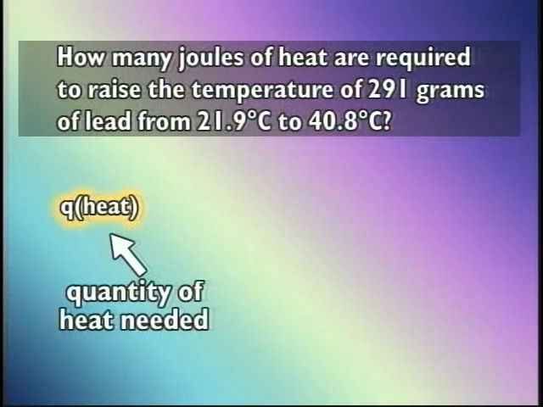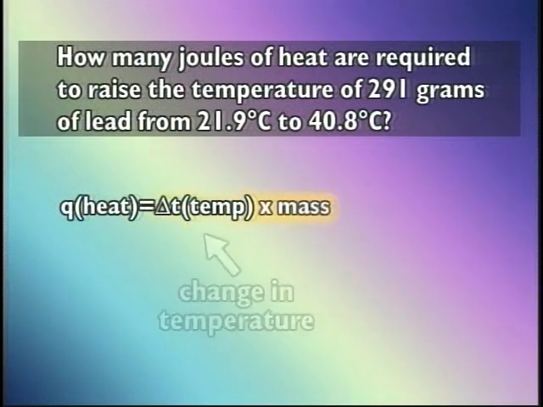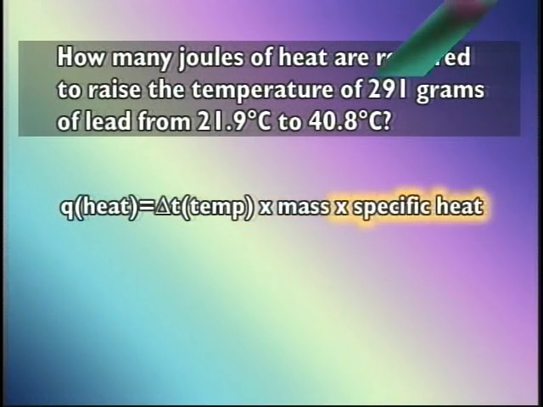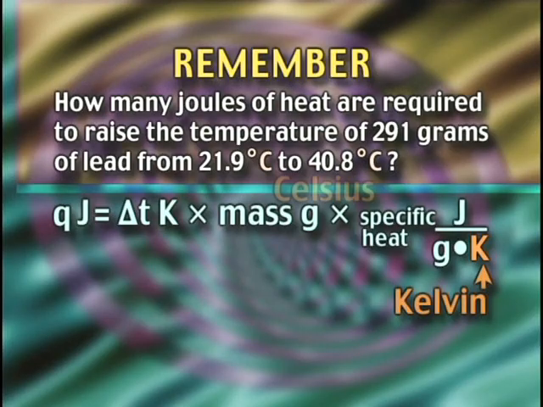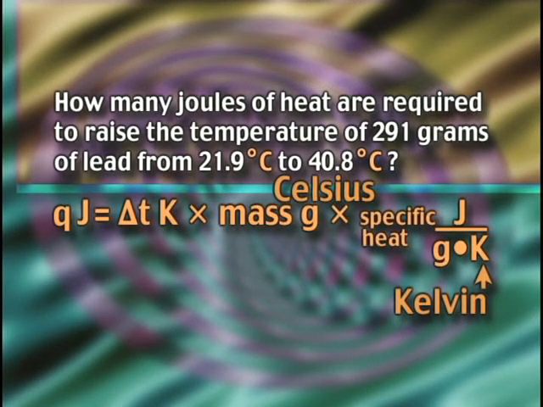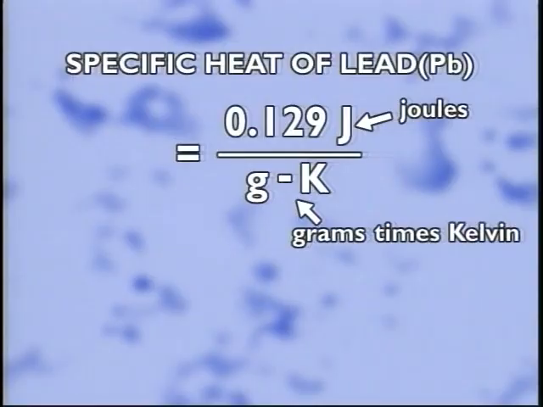The quantity of heat needed equals the change in temperature times mass times specific heat. Remember, as with any calculation, watch your units. The units of specific heat include Kelvin in the temperature, not Celsius. This formula lets you determine how much heat you need to add to a substance to heat it up a specific number of degrees. This is an easy problem because we have all this information already. Some of it's in the question, and we looked up the specific heat of lead. It's 0.129 joules over grams times Kelvin, so we just need to plug in the numbers.